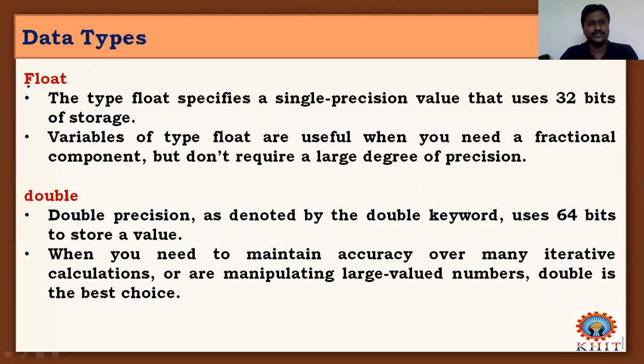Next one, coming to float, it is a single precision value, 32 bits long. And double precision is 64 bits, and it maintains double precision values, and it holds a much longer fractional part in this double data type.